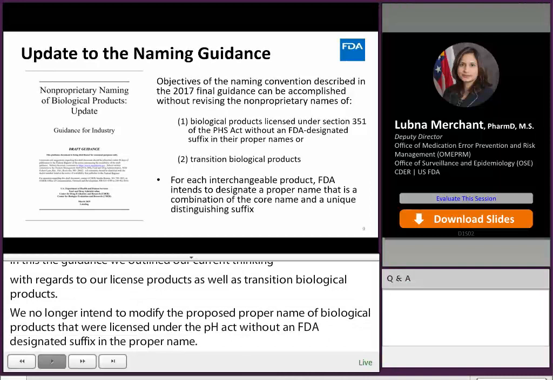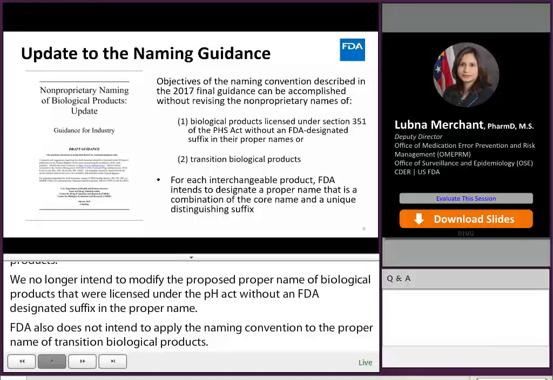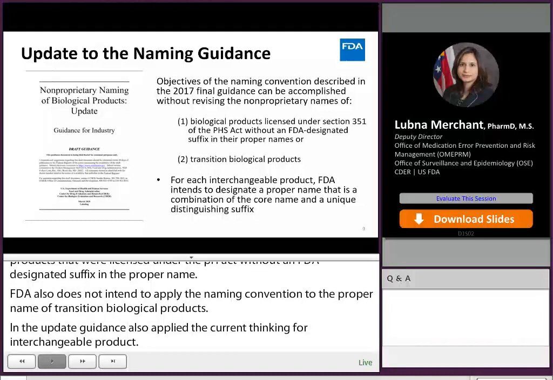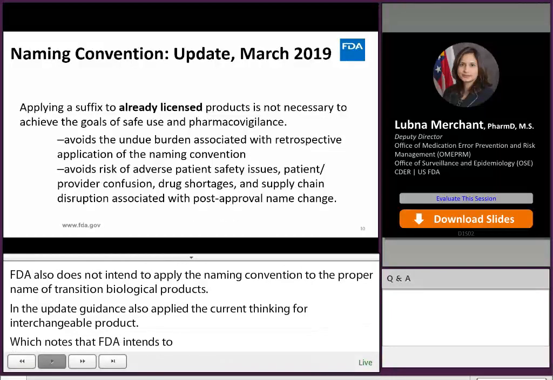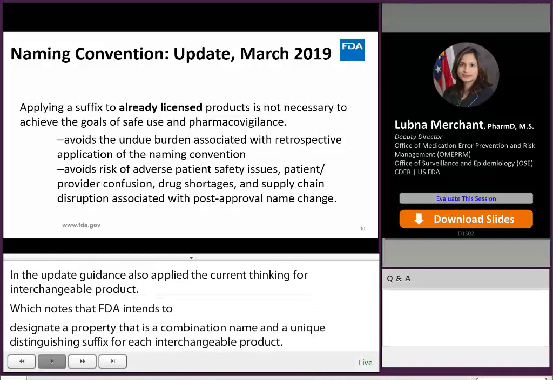In the updated guidance, we also outlined our current thinking for interchangeable product, which notes that FDA intends to designate a proper name that is a combination of the core name and a unique distinguishing suffix for each interchangeable product. So I'll talk a little bit more about our rationale for not applying the suffix to already licensed product.